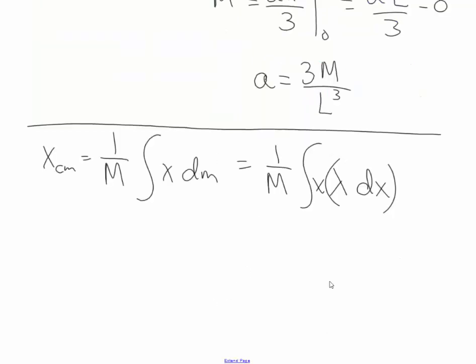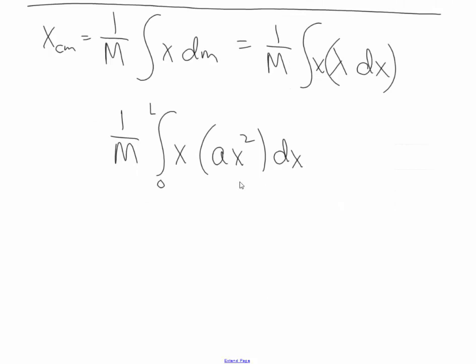So now we're ready to look at calculating the center of mass. The x coordinate of the center of mass is 1 over m times the integral of x dm. But again, dm was lambda times dx, so this is 1 over m times the integral of x times lambda dx. But we can substitute in lambda. We know that lambda was a x squared. So we have 1 over m times the integral from the left end of the rod, x equals 0, to the right end of the rod, x equals L, of x times lambda, a x squared, times dx.